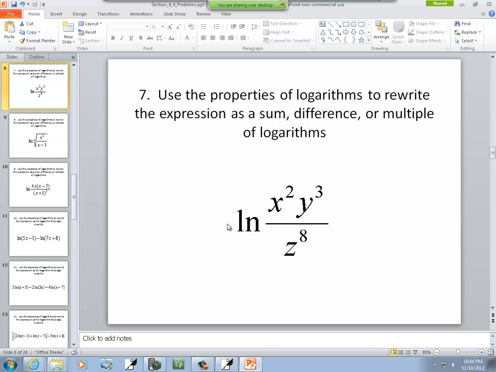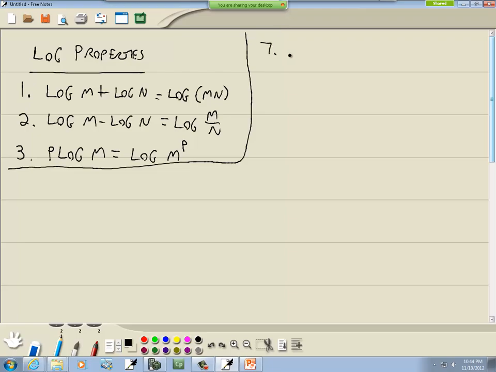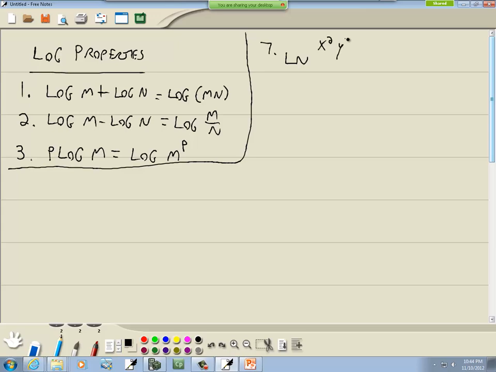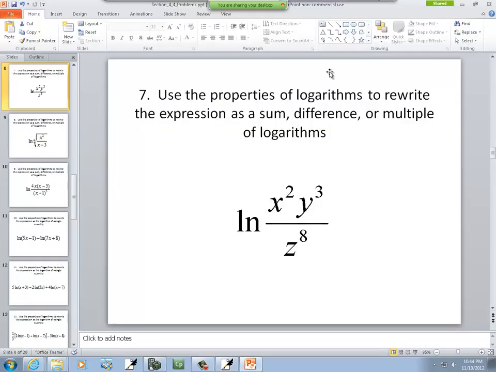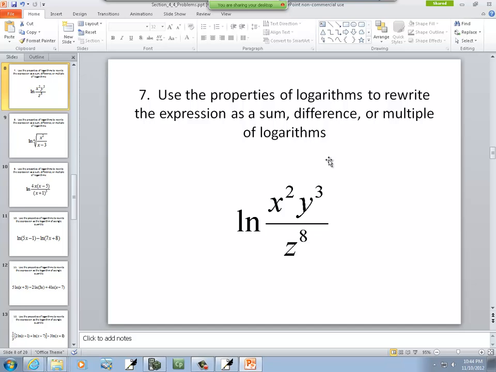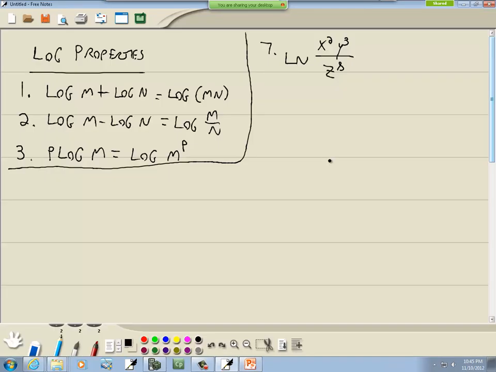So let's look at our first one here. We've got natural log of x squared y to the third over z to the eighth. And it says, use properties of logs to rewrite the expression as a sum, difference, or multiple of logs. We want to split it into separate logs. We have to look at the main thing that's happening in the problem. The main thing happening here is division. We've got something up on top divided by something on the bottom. Well, division from property 2 becomes subtraction. So we get natural log of x squared y to the third minus natural log of z to the eighth.